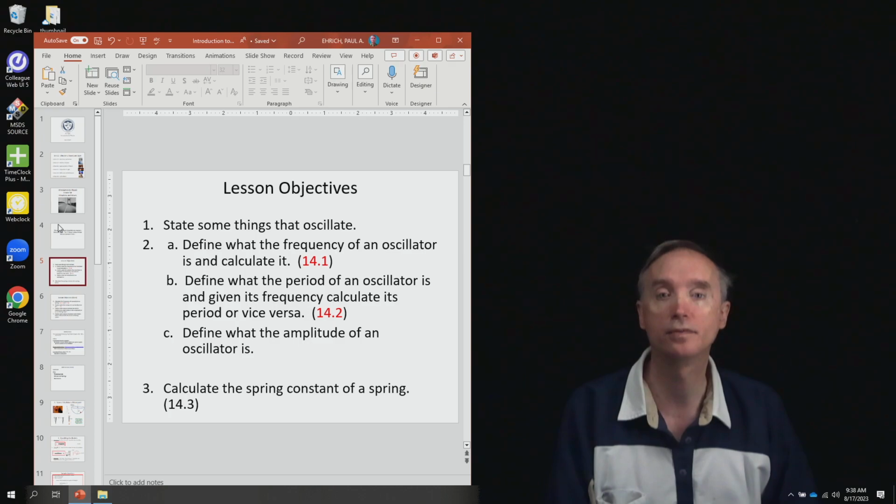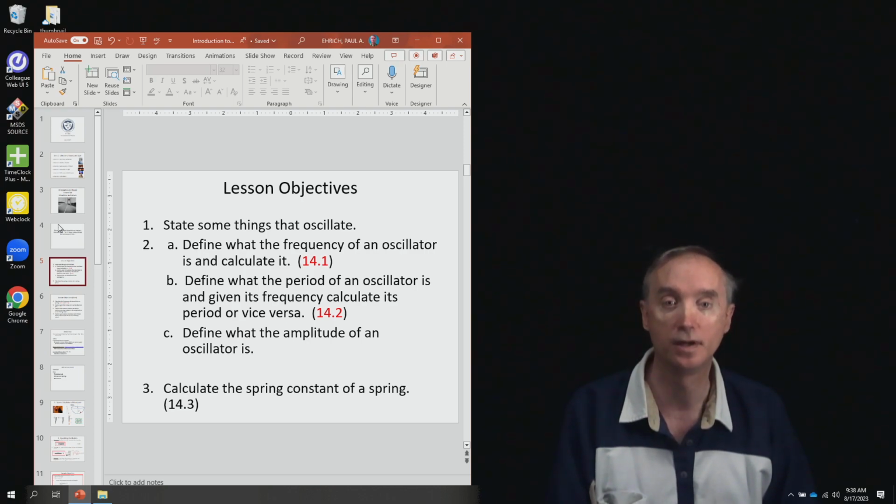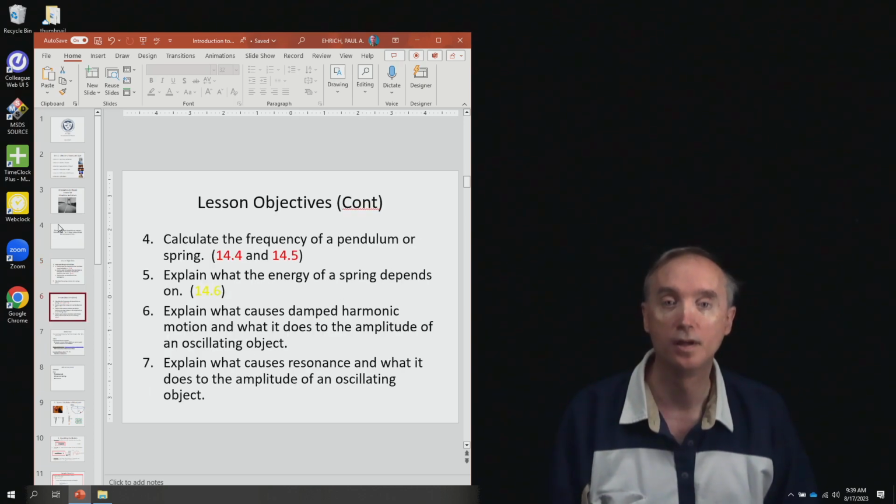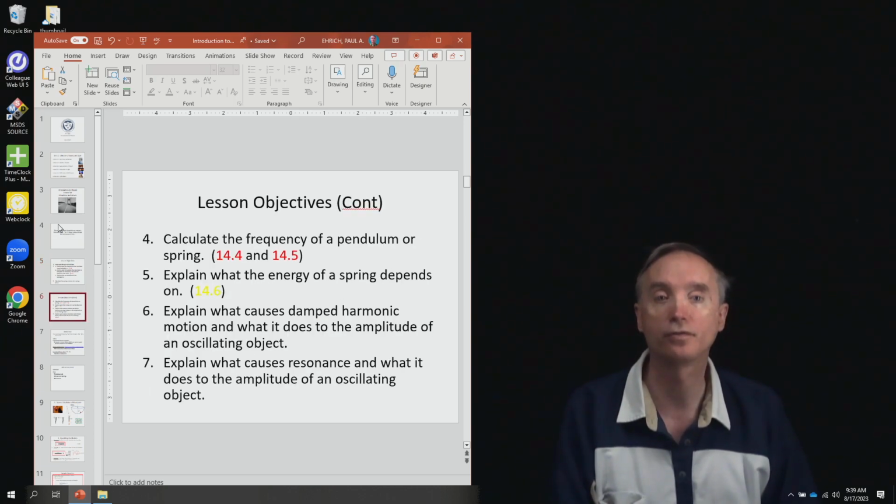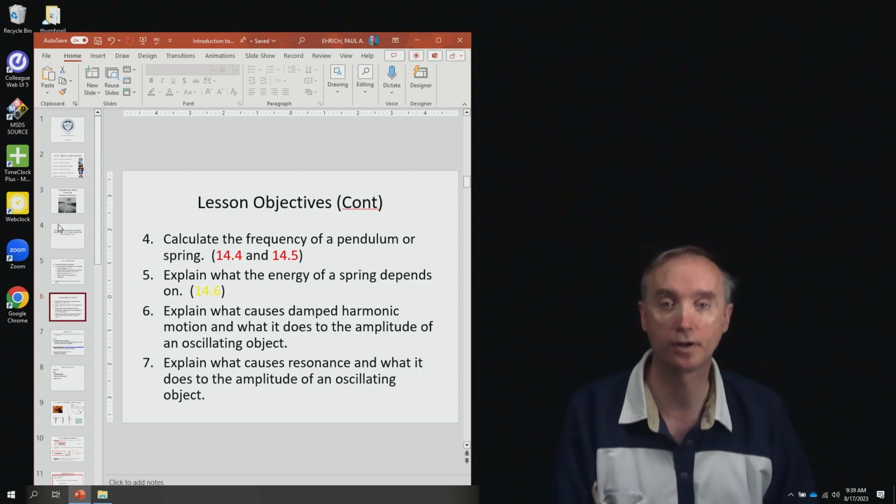So your lesson objectives are: Number 1. State some things that oscillate. Number 2. Define what the frequency of an oscillator is and be able to calculate it. Define what the period of an oscillator is and, given its frequency, calculate its period, or vice versa. Define what the amplitude of an oscillator is. Number 3. Calculate the spring constant of a spring. Number 4. Calculate the frequency of a pendulum or a spring.